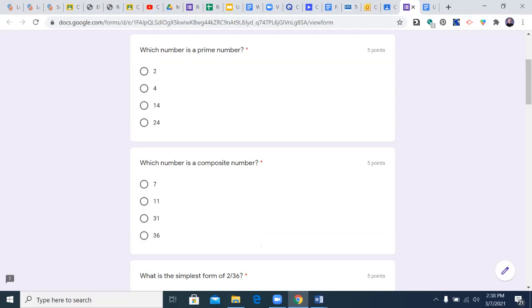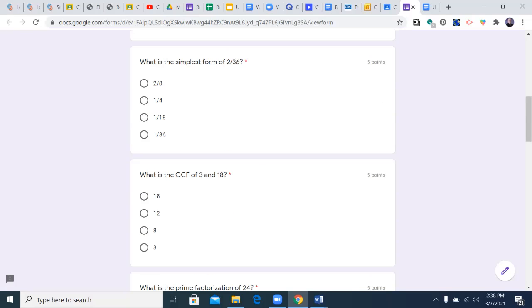Next question. Which number is a composite number? 7, 11, 31, or 36? Next question. What is the simplest form of 2 over 36? Is it 2 over 8, 1 over 4, 1 over 18, or 1 over 36? Remember, you may pause the video and move forward with the video when you are ready.